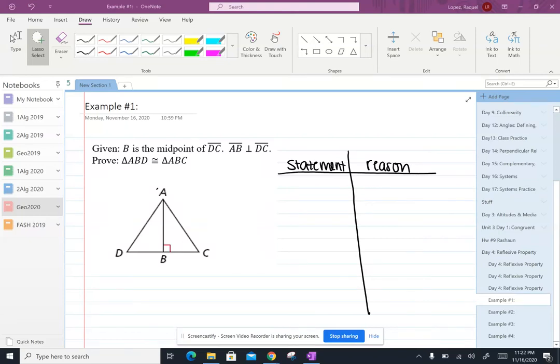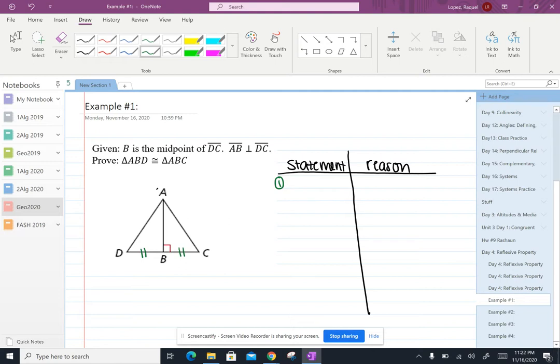All right, geometry. In this video, we'll be practicing using the reflexive property in a proof. So let's take a look at what we're given. We're given that B is the midpoint of DC. So now with that information, I want to go ahead and mark the diagram. If B is the midpoint, that means DB is congruent to BC.